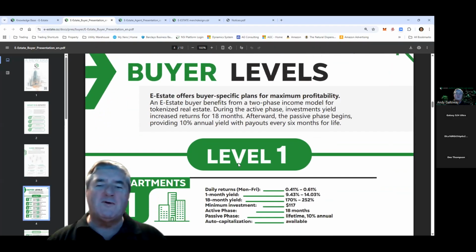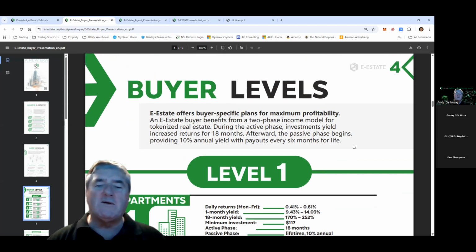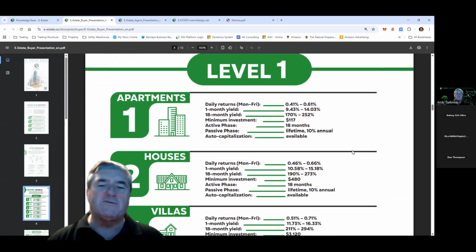So when you first sign up as a buyer, and to sign up as a buyer is free, it takes about 2 minutes. You could sign up now. You could get a link off of somebody, go and sign up, and in 2 minutes you could be buying your first property if that's what you want to do. As a level 1 buyer, you have access to apartments, and in this document you can see the daily returns, the monthly yield, the 18-month yield, minimum investment, and so on for these apartments.